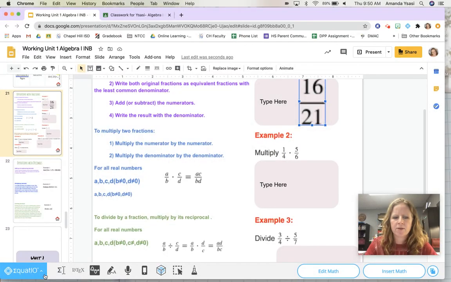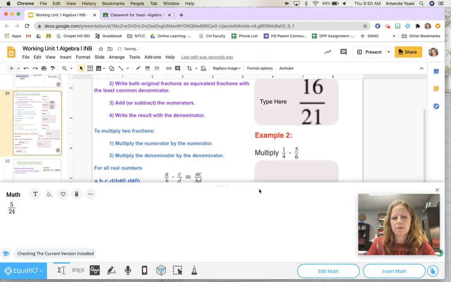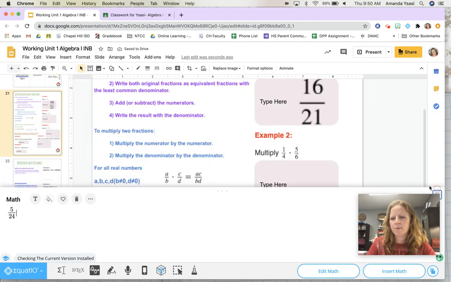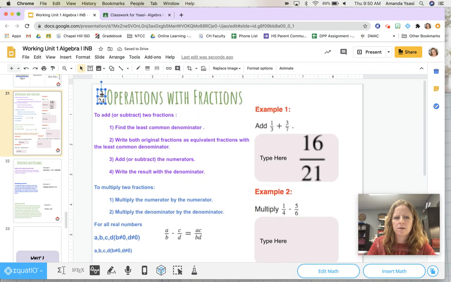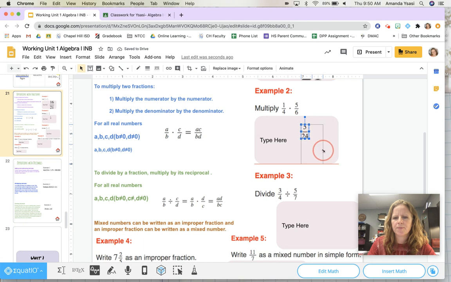Okay, so we'll insert that in too. So Equatio, here we come. 5 over 24. Insert. It's going to go all the way up to the top. Push an X there. We're going to pull this down here. Just make it better. Okay.